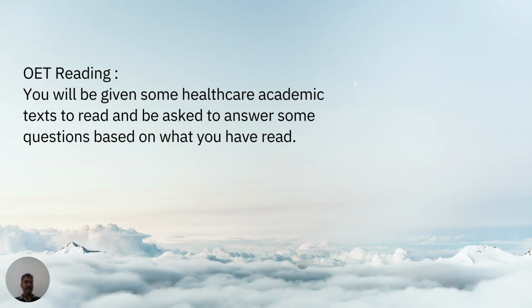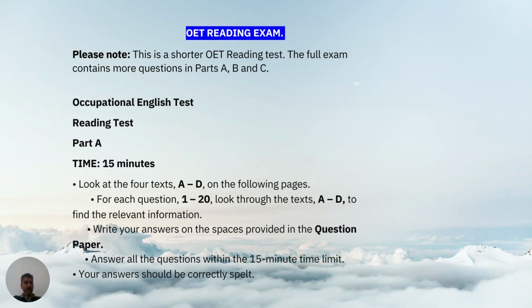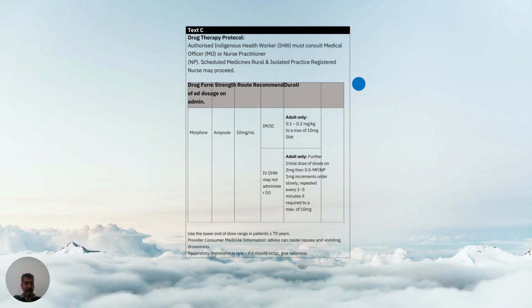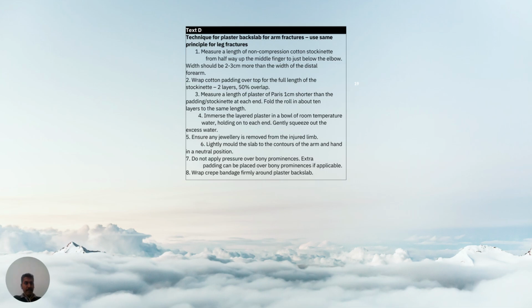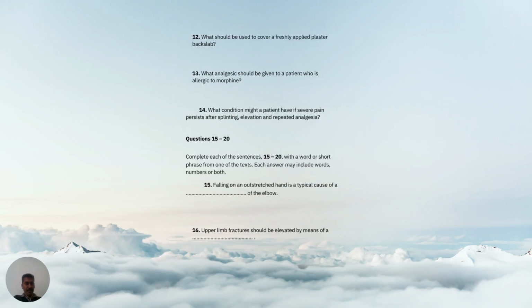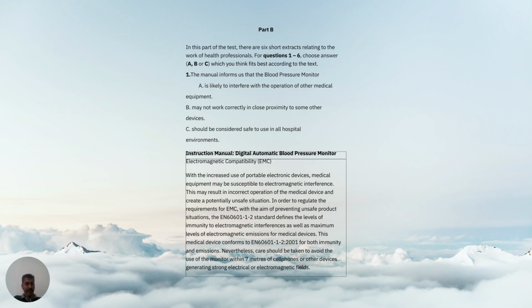In Part B, there are 6 questions that are multiple choice questions. Each one will have, for example, I'll show you how Part A will be. Texts A, B, C, D: these are the texts, 4 different texts, and the questions are there. You will check all these things, match and answer. Right. Then we come to the next part.